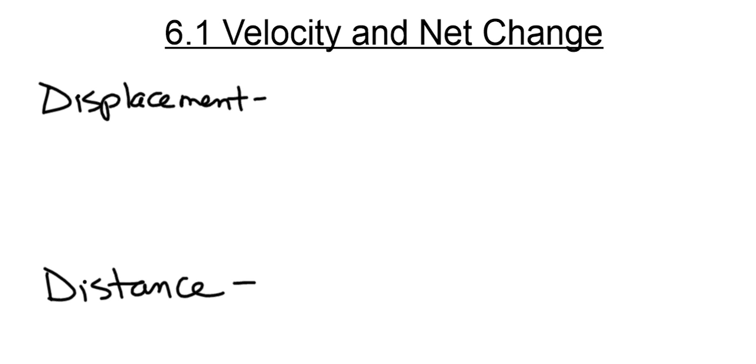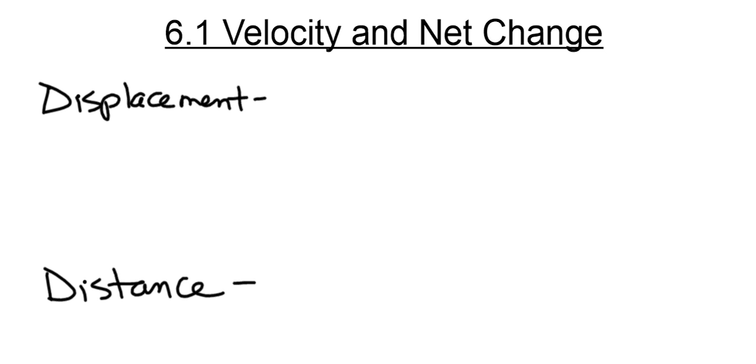6.1, velocity and net change. The thing we need to start with is discussing displacement versus distance. Displacement is how far from a starting point you get. It is the change of position over time. It is basically magnitude and direction. Displacement always has a direction.